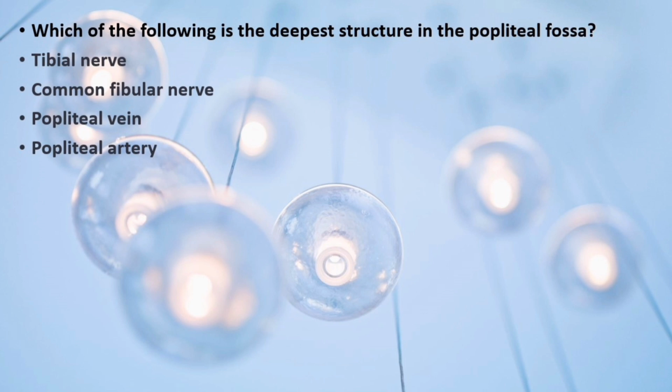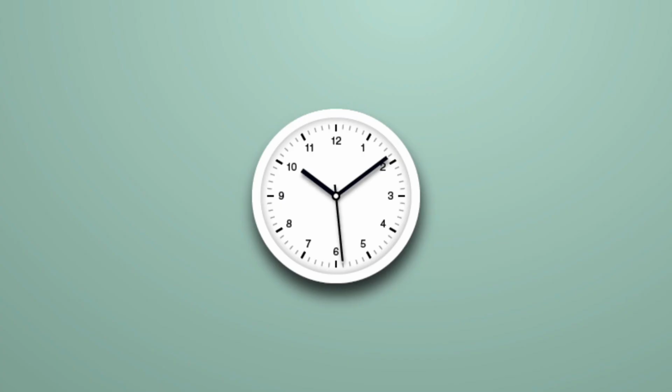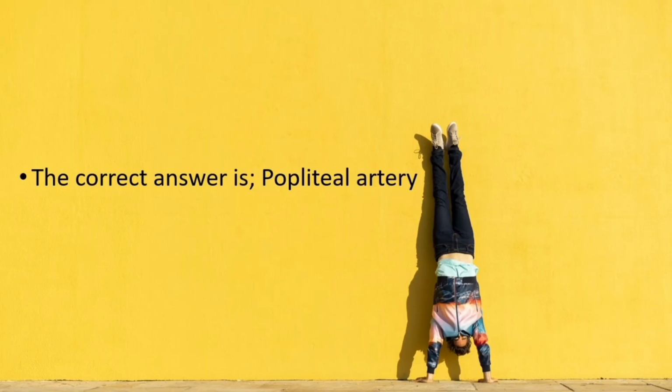2. Which of the following is the deepest structure in the popliteal fossa? Tibial nerve, common fibular nerve, popliteal vein, popliteal artery. The correct answer is popliteal artery.